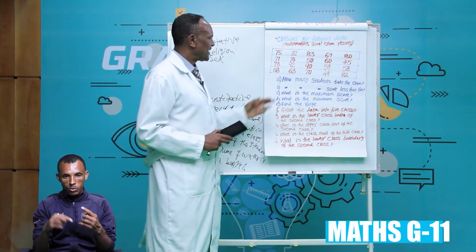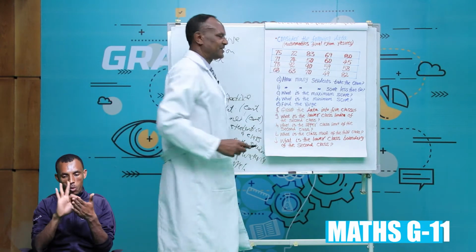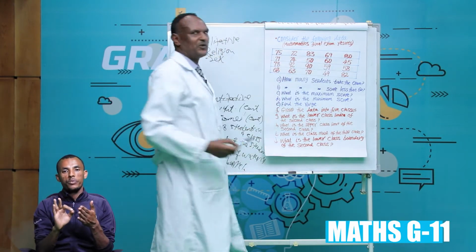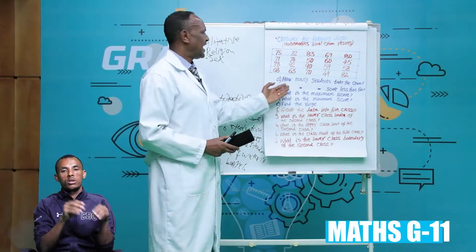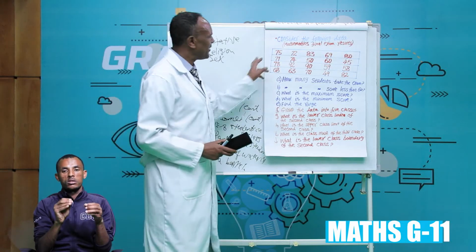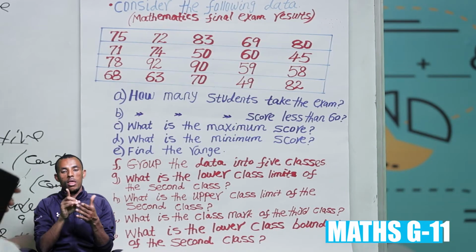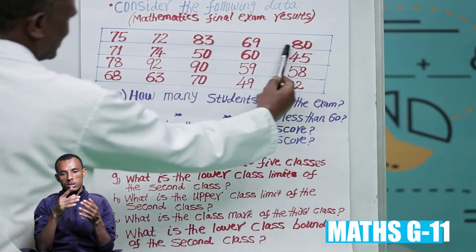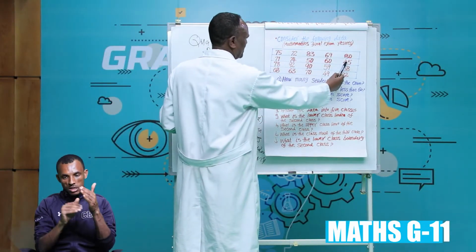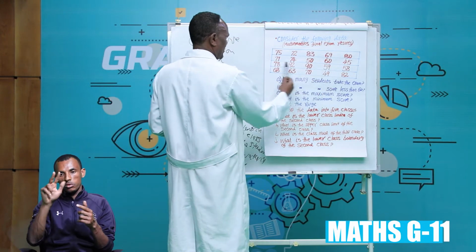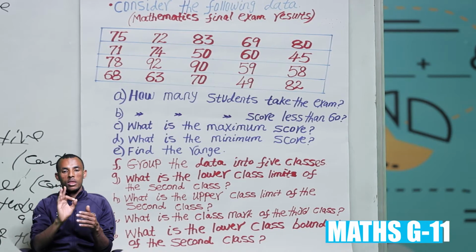To answer, how many students took the exam? You have to count the numbers here. Horizontally 5, vertically 4, 20. So your answer will be 20 students took the exam. How many students scored less than 60? You have to refer to all the given data values here. By counting, you will have a number. In the first row, there is no student who got less than 60. In the second one, 1, 2, 3, 4, you have 5 students who got a mark less than 60.